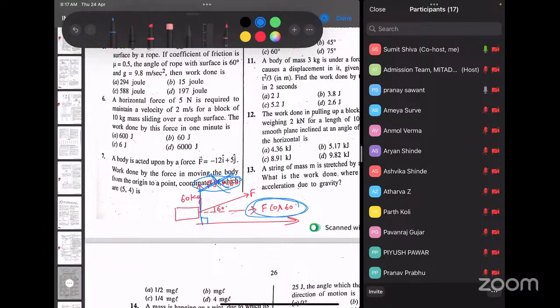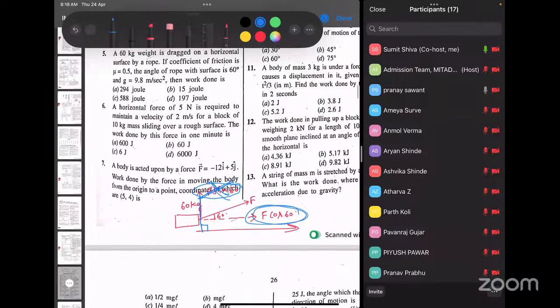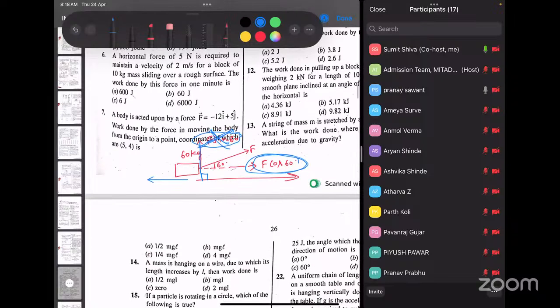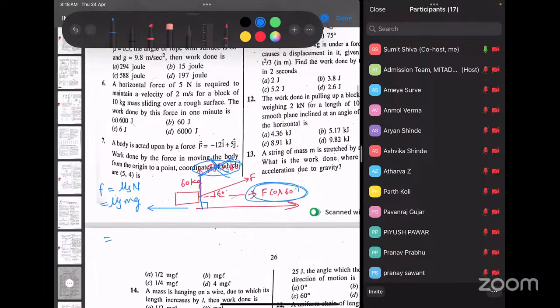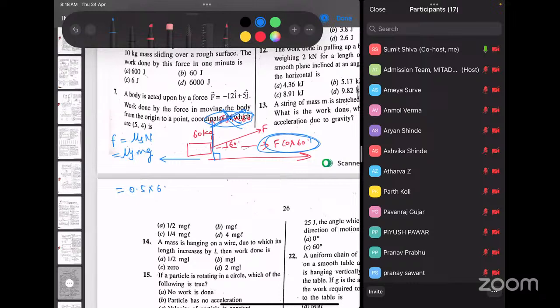Now F cos 60. We are not told how much force F we are applying while dragging by the rope. But it is given that the coefficient of friction is 0.5 and the angle of the rope with the surface is 60. If the object is going in this direction, the friction force will act in this direction. Friction force F is given by mu s N, which is mu s mg. So mu s in this question is 0.5, mass of the object is 60, g is 10. So this will be 5 into 60, that is 300, I think. Am I right?